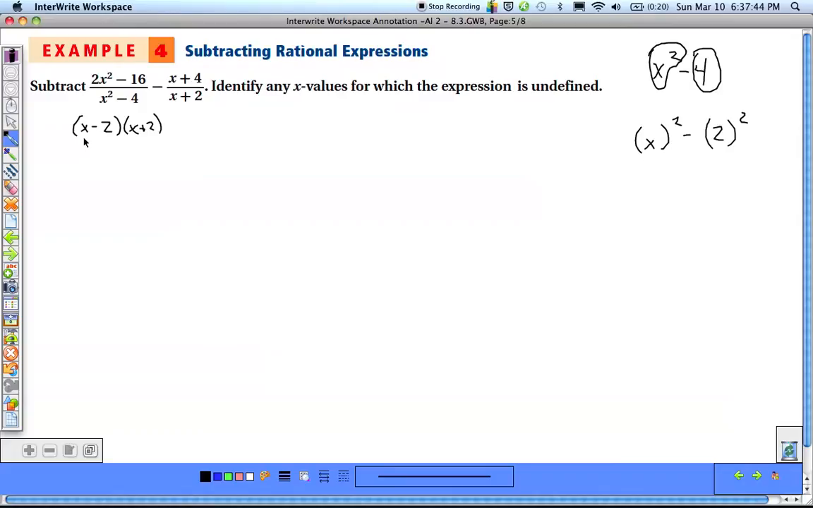Well, if this denominator has an x minus 2, x plus 2, we know that our least common denominator needs to have both of those. And this one just has an x plus 2. So it already contains part of that.